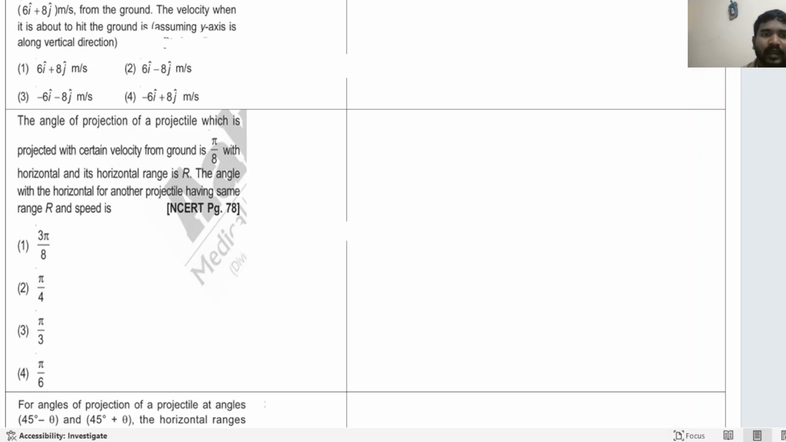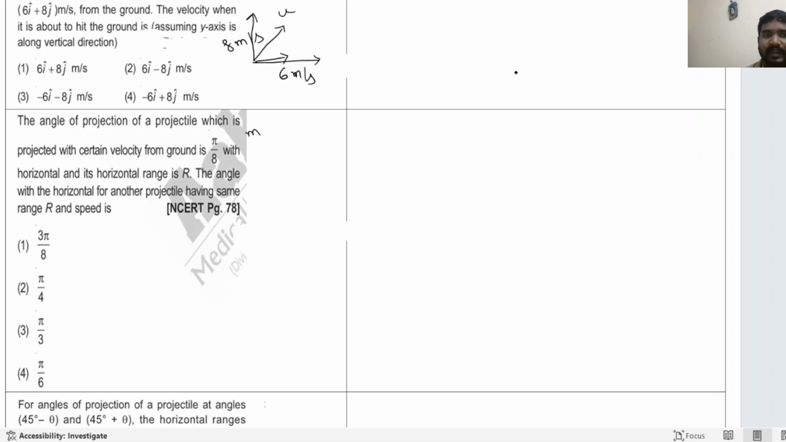One more problem. The projectile is projected with initial velocity 6 i cap plus 8 j cap meter per second from the ground. Now here you can write: let us take this as horizontal and this as vertical. So the initial velocity u along the horizontal direction is 6 meter per second and along the vertical direction is 8 meter per second from the ground.